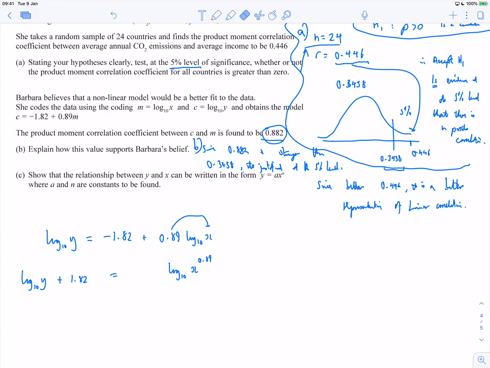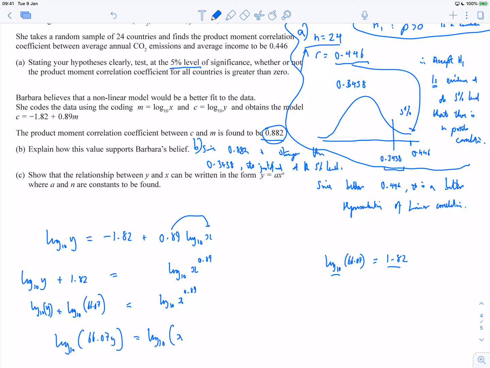Now I can write 1.82 as log base 10 of what? So if I think about it, log base 10 of what equals 1.82, or 10 to the 1.82, that's easy to do. 10 to the power of 1.82. So what goes in here is 66.07 to 2 decimal places. So this will be 66.07, and this will be log base 10 of y, and this will be log base 10 of x to the 0.89. If I add these two logs, I combine them, so that's log base 10 of 66.07 y equals log base 10 of x to the 0.89.